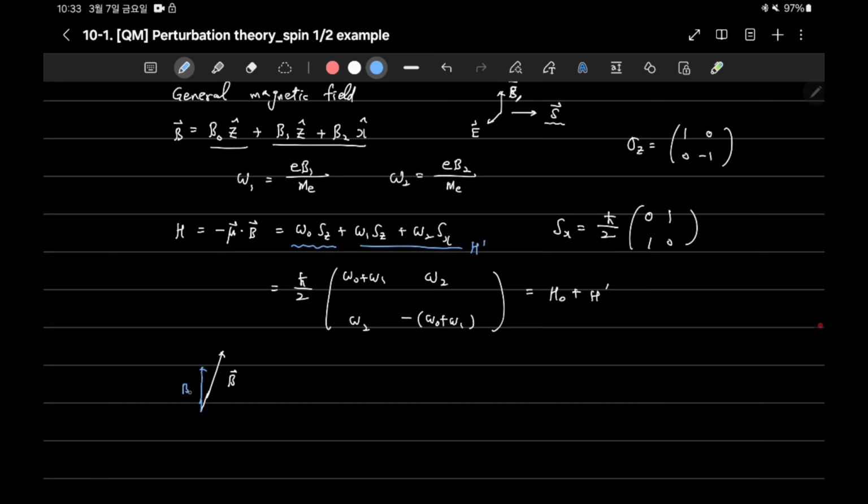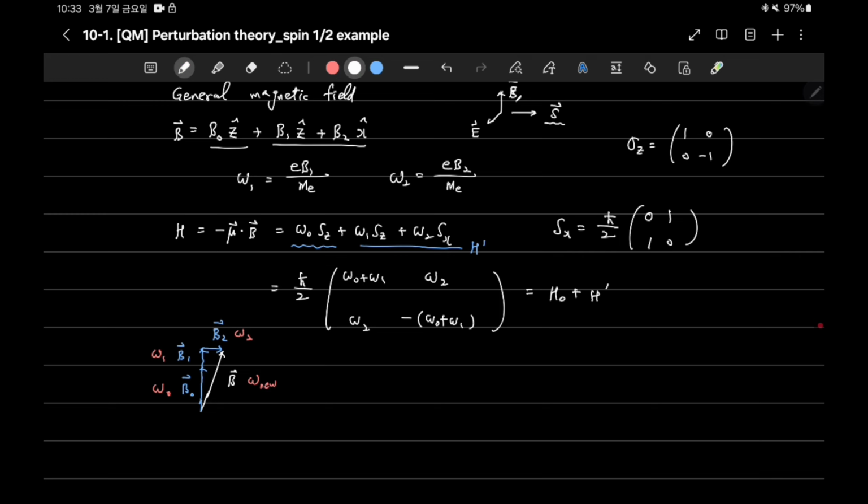Here is B0. B0 is the exactly solvable associated magnetic field, and here the additional magnetic fields are B1 and B2. We consider it like this: B0 corresponds to omega 0, B1 corresponds to omega 1, and B2 corresponds to omega 2. So by the vector sum, the general new magnetic field is, let's consider, omega nu.